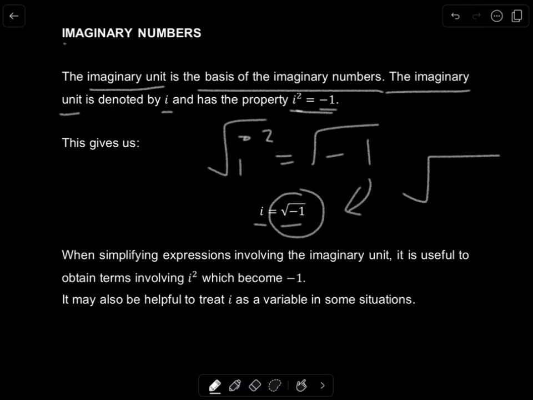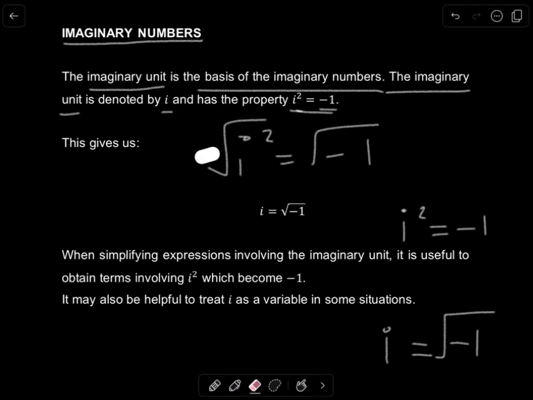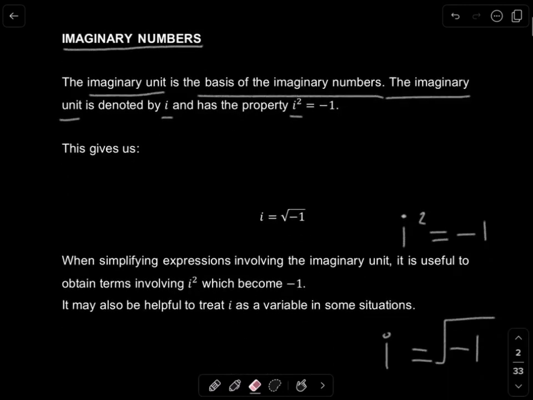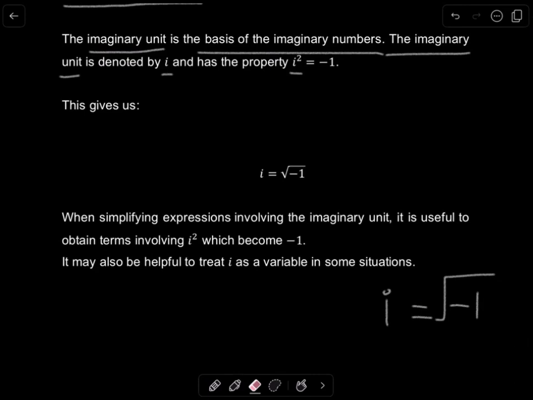And that's because we are dealing with imaginary numbers. This is the imaginary unit. So i, the imaginary unit, is equal to the square root of minus 1. But more formally, it's defined as i squared is equal to minus 1. That's its property. So we're going to work with this imaginary unit and see how we can use it. When simplifying expressions involving the imaginary unit, it is useful to obtain terms involving i squared, because remember, i squared can be simplified to minus 1.